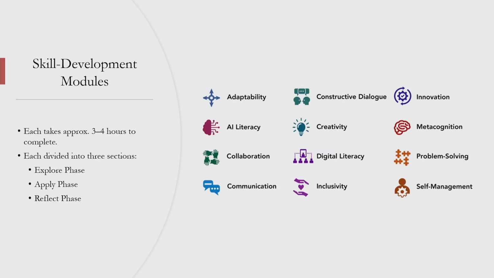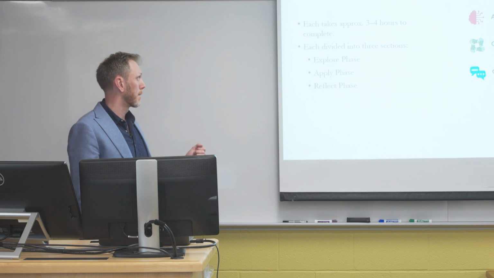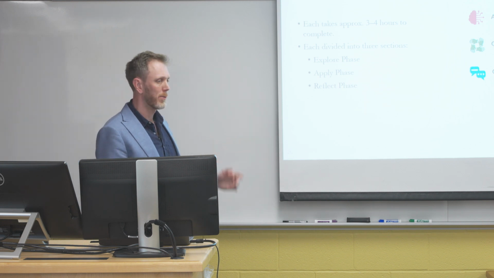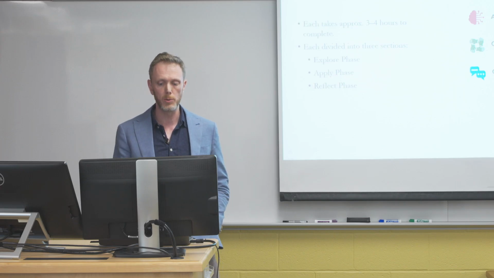So the modules are as follows. I said they kind of roughly correspond to the Skills for Success model that the Government of Canada put out. They're pretty close, as you can see here. So some of them are one-to-one. There's an adaptability module. There's a collaboration module. There's a problem-solving module. Some of them are based loosely and thematically around the same concerns, things like innovation and constructive dialogue and self-management. But a student can take approximately 3 or 4 hours. That tends to be the baseline. Take about 3 or 4 hours to complete a single module.